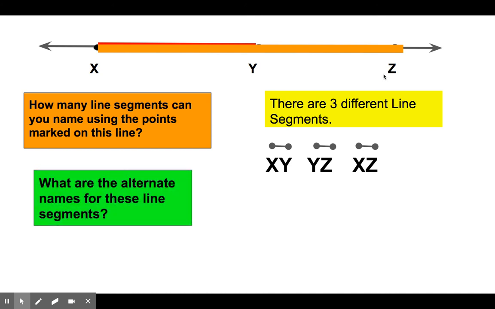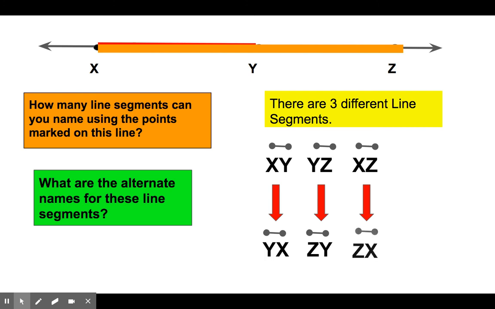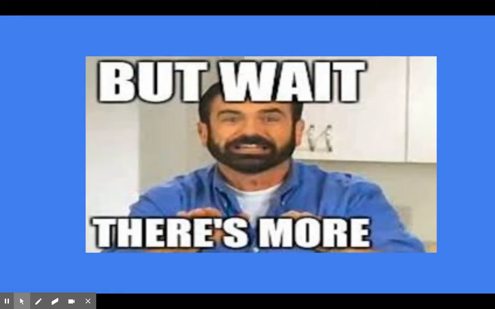What are the alternate names for these line segments? Well, you can name line segment XY as YX, because with line segments, you can flip-flop the letters. So YZ will also be named ZY, and line segment XZ can also be named ZX.